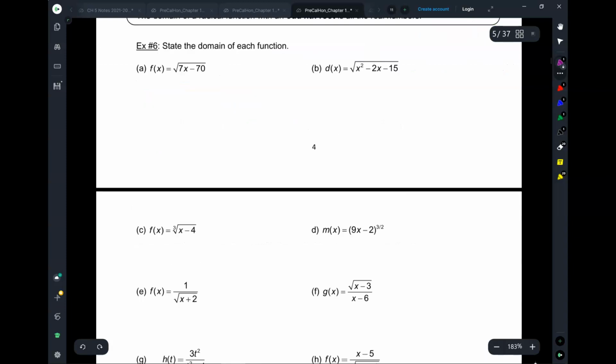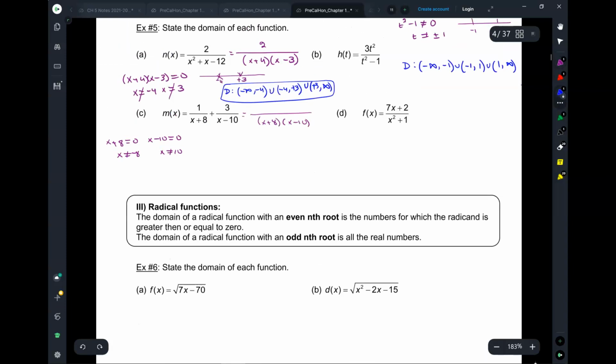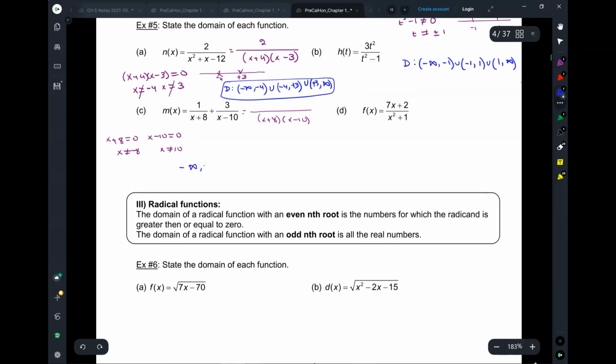So the domain is negative infinity to negative 8, negative 8 to 10, 10 to infinity.